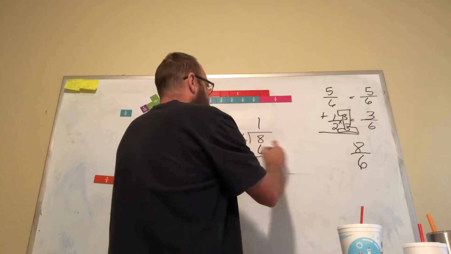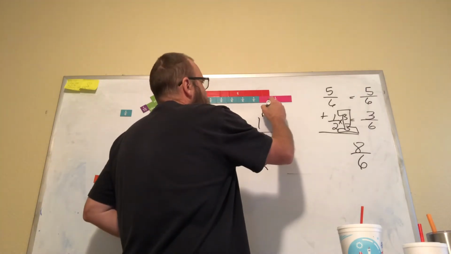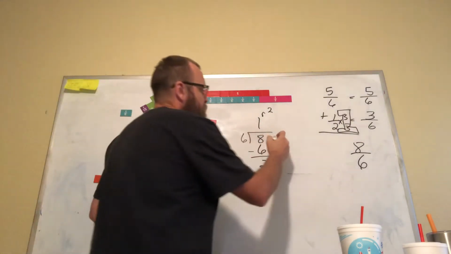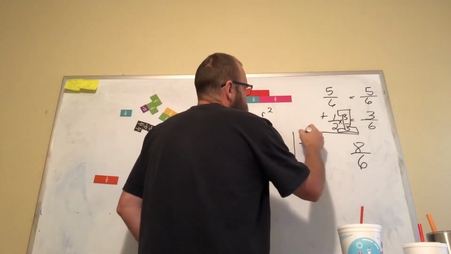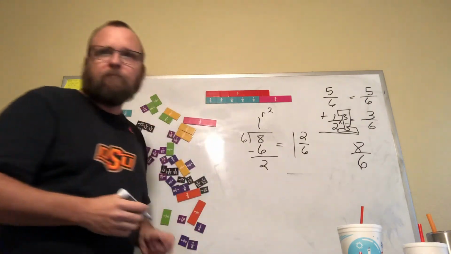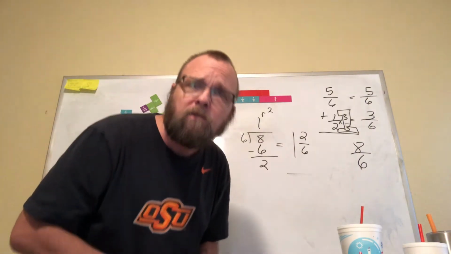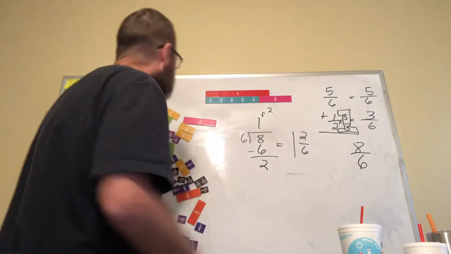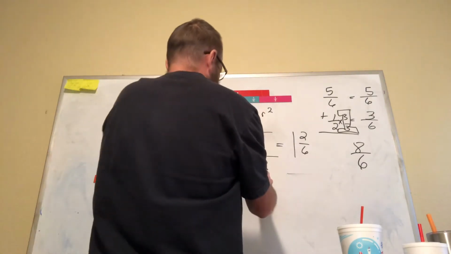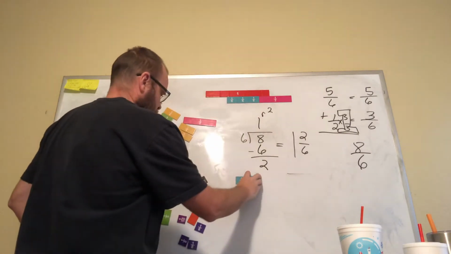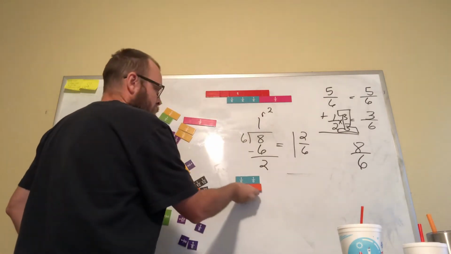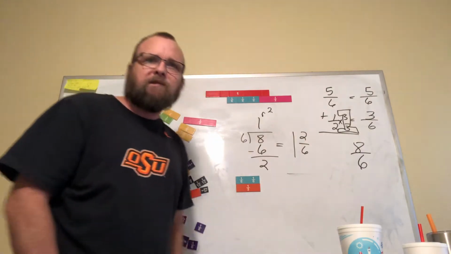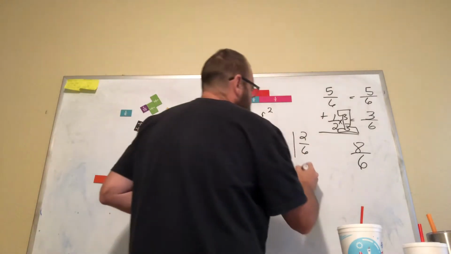Goes in one time. So I get 1 remainder 2. Which, if I change this now, it's going to be 1 2/6. However, we're not going to leave 2/6 like it is, are we? Because 2/6 is the same as 1/3. So my answer would be 1 1/3.